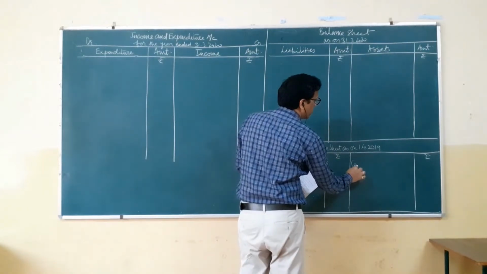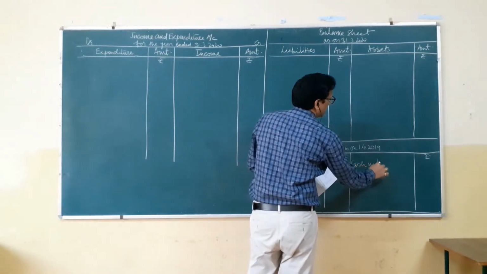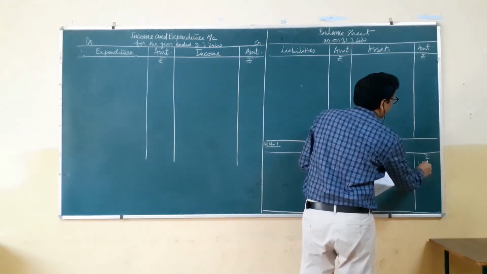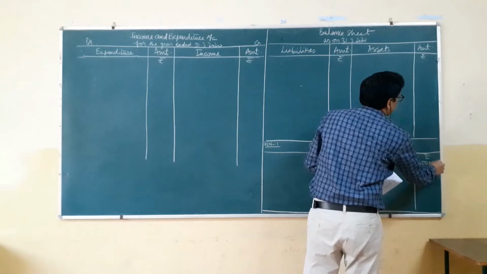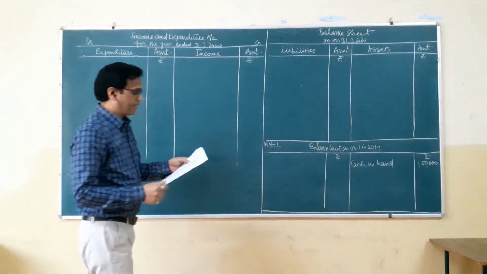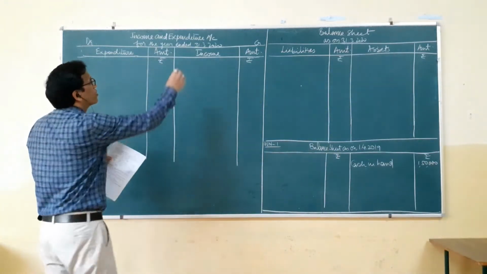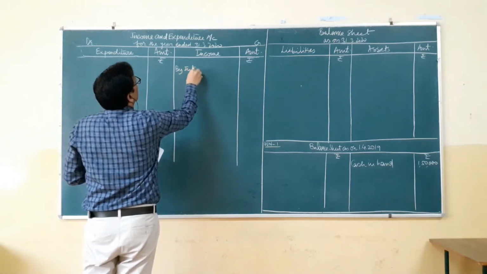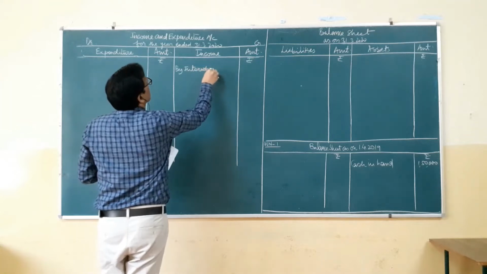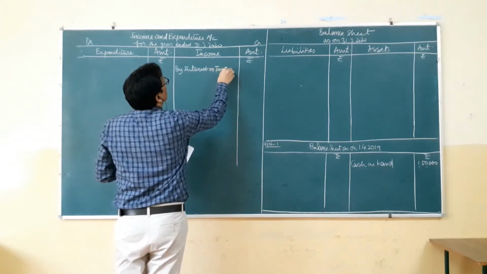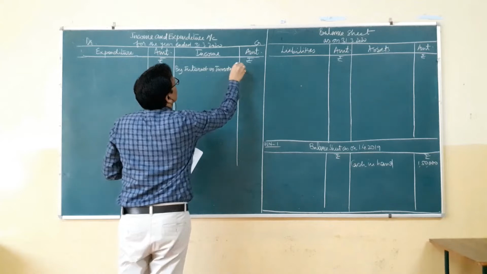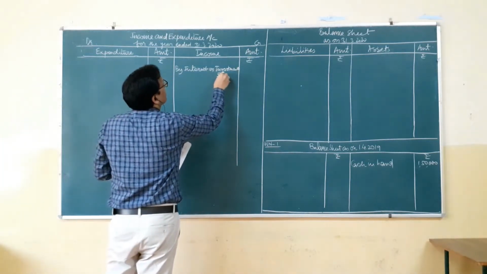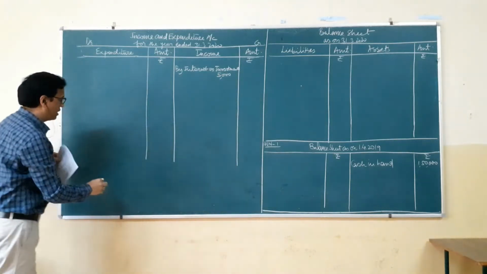So here we write down cash in hand or cash at bank, you can write down 1,50,000 rupees. This is the first item. Second is interest on investments. So we write here by interest on investments. Now, information is given in the question for it. Amount is 5,000 received. So let us calculate in a working note.